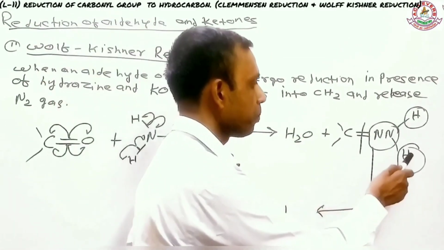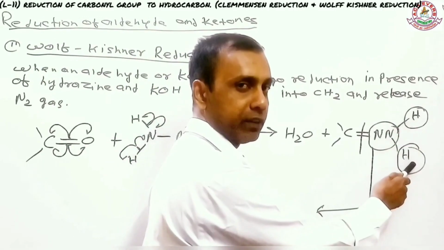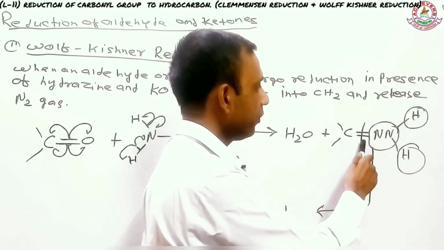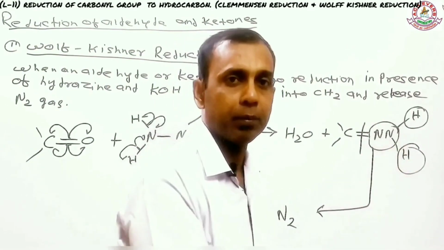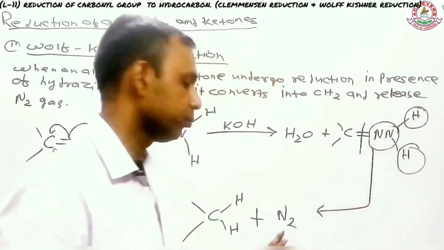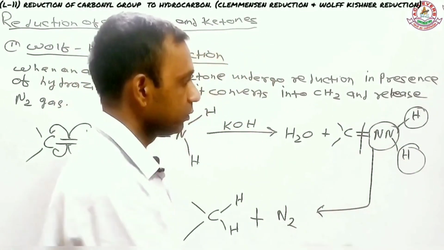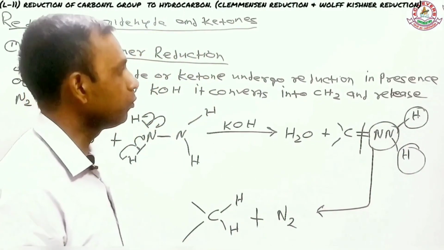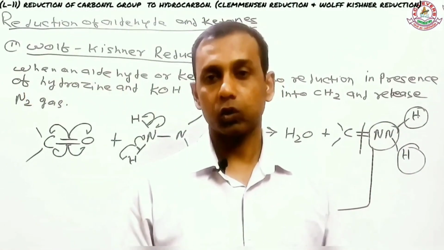I repeat, both of the hydrogen bonds will undergo cleavage, right? And these two bonds are also undergoing cleavage. What will happen? Nitrogen gas is highly stable compared to any other situation it is in. So the nitrogen will come out because of its higher stability. Now, these two hydrogens will attach to the carbon and this will form a CH2 group. So this is what the Wolff-Kishner reduction reaction is.